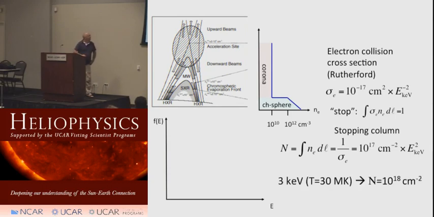Okay. So let's take a 3 kilovolt electron produced up here. This is an example. If the material up here were 30 megakelvins, the average energy in our electrons would be 3 kilovolts. So I've just chosen this 3 kilovolt number because that's what we might expect up there. What is the stopping column? You plug that in here. It's just basically 10 to the 17, times the number of kilovolts squared. 3 squared is 10 in my book. So 10 to the 18. How far down will that electron make it before it, quote unquote, stops?